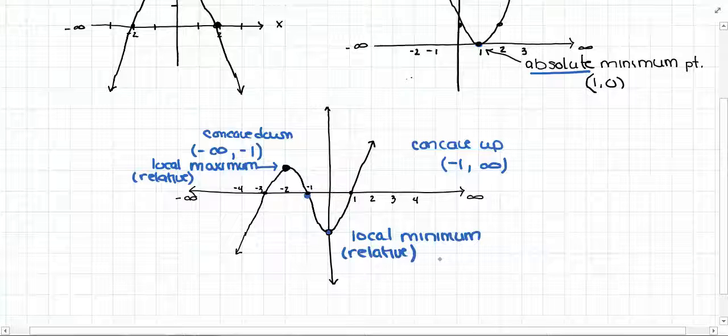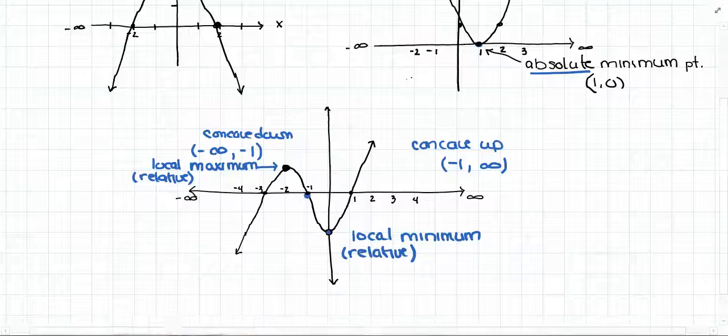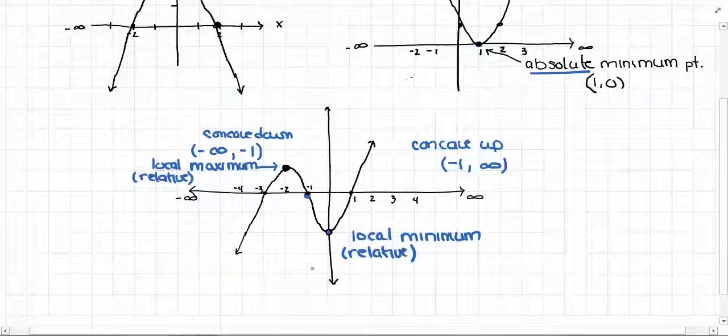This doesn't have an absolute maximum because this just keeps on shooting up to infinity. And it doesn't have an absolute minimum because it keeps on going down to negative infinity. So you don't have an absolute max or min, but you do have local maxes or mins. And it's possible to have more than one local maximum or more than one local minimum in a graph.